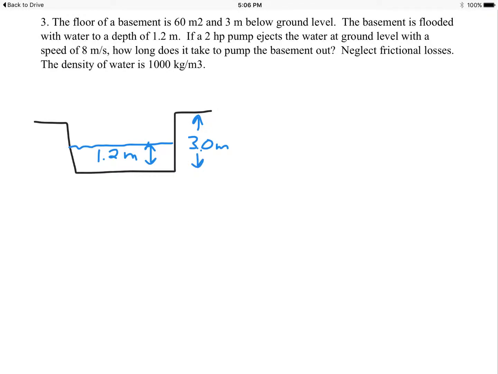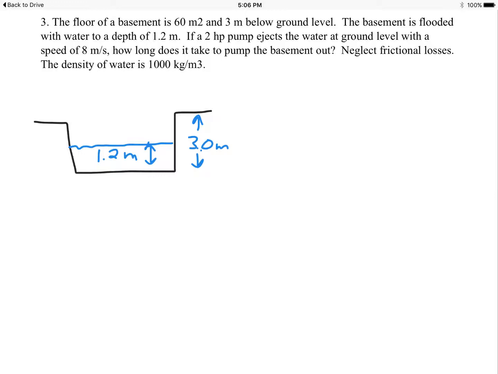All right, third example here. We have a basement that's flooding. I've experienced this personally. So let's look at the side view here. Say here's the basement, and we have water in the basement to a depth of 1.2 meters. That's how deep the water is. And the basement itself is 3.0 meters deep in the ground. And we're going to pump this water out.